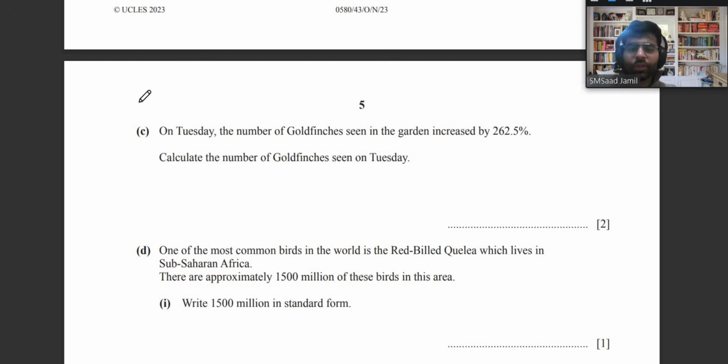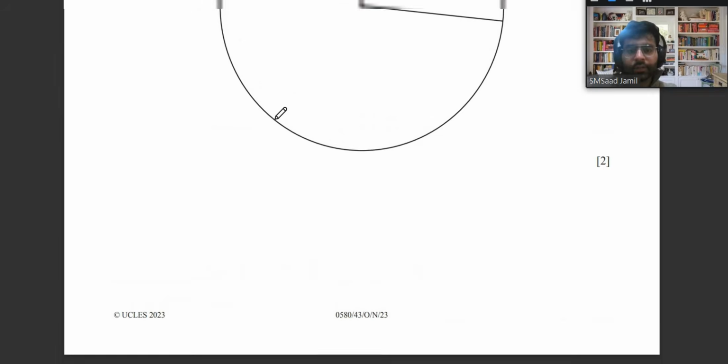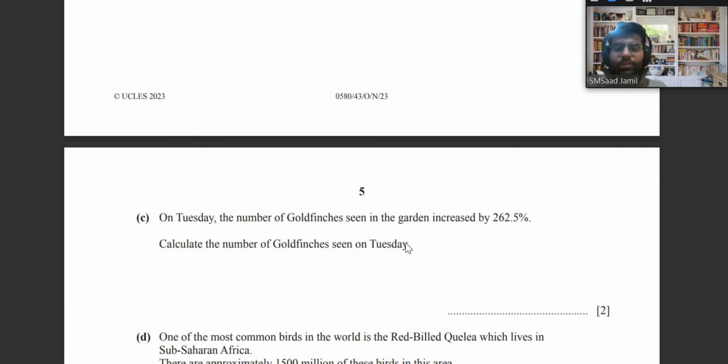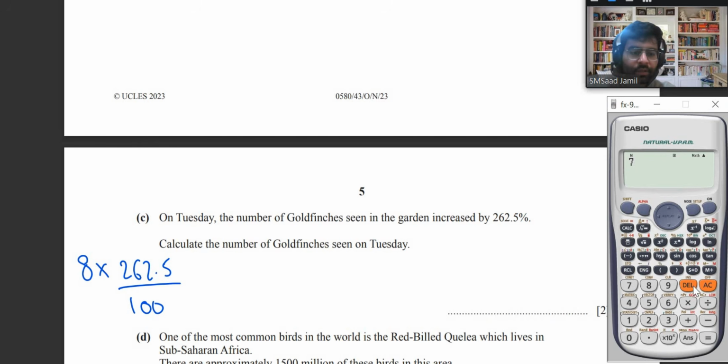It says on Tuesday the number of goldfinches seen in the garden increased by 262.5%. Calculate the number of goldfinches seen on Tuesday. So look, first of all, these goldfinches are 8. How much did they increase by? Then 8 multiplied by 262.5, divide this whole thing by 100. When we do that, you get 21.